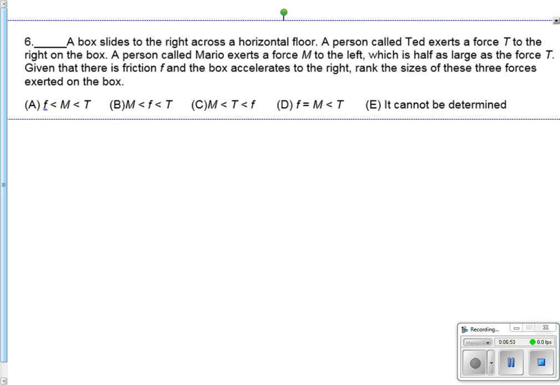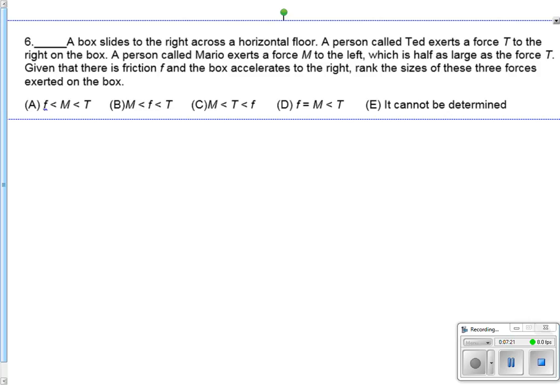Number 6, a box slides to the right, and when you're reading these, you should be diagramming them as you go, or read it first. Box slides to the right across the floor. Person called Ted exerts a force T to the right on the box. That's the Ted force, I guess. Person called Mario exerts a force to the left, which is half as large as T. Given that there is friction and the box accelerates to the right, rank the sizes of these three forces.